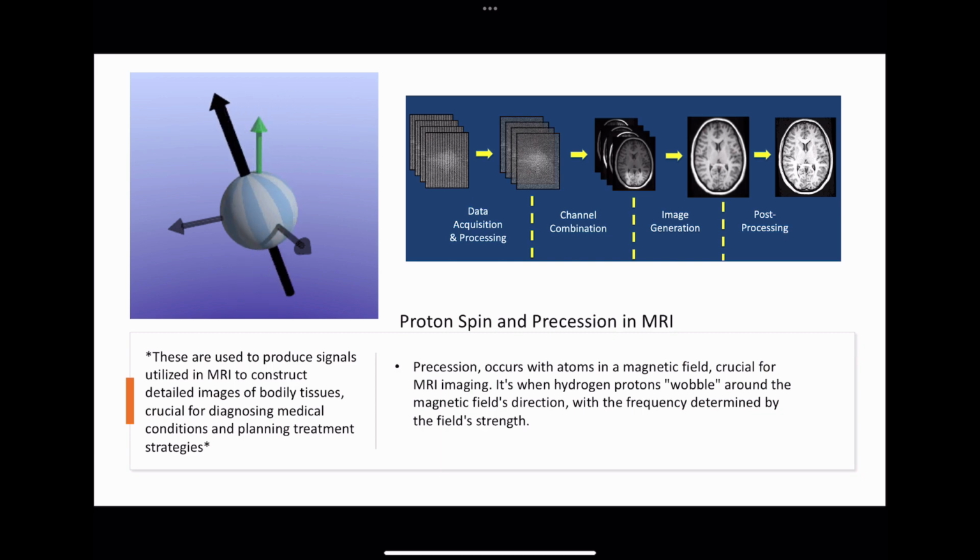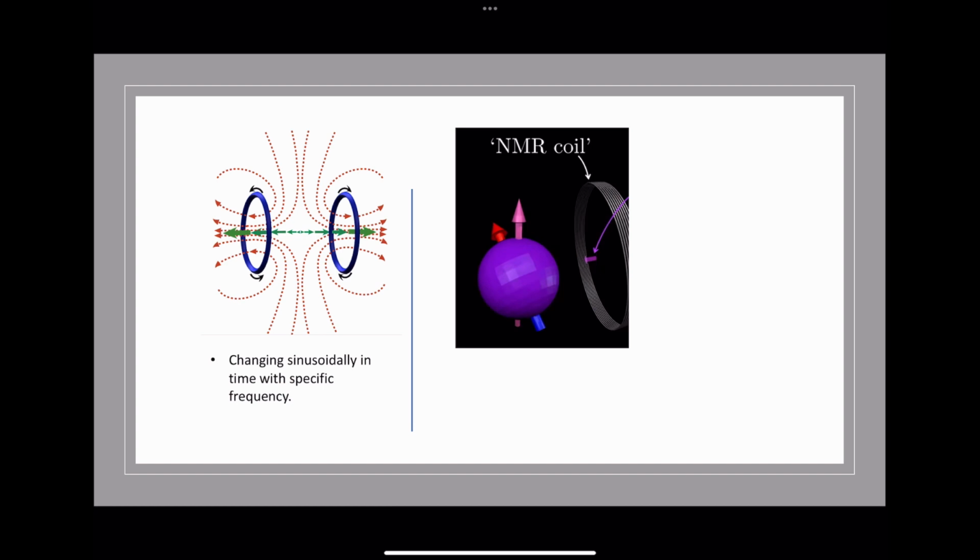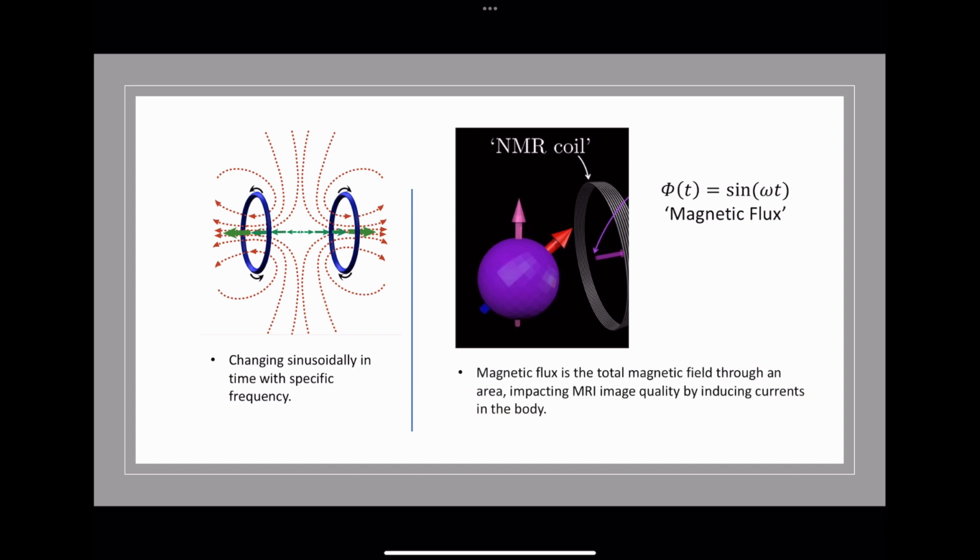The spinning of protons generates a change in magnetic field, which in turn affects the magnetic flux passing through the coils of the MRI machine. This fluctuation in magnetic flux is governed by the precession frequency of the protons, denoted by omega in the equation, representing the rate at which they wobble in the magnetic field. Magnetic flux, defined as the total magnetic field passing through an area, is crucial in MRI as it influences image quality by inducing currents in the body and varying sinusoidally over time with a specific frequency.